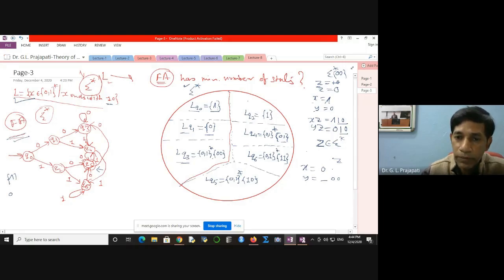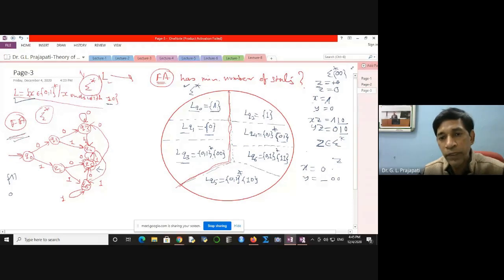So this is the partition you have made. This is one group you have found with respect to the equivalence relation. All such strings are in one equivalence class, so you don't require to transit, and your FA should not go to different places.